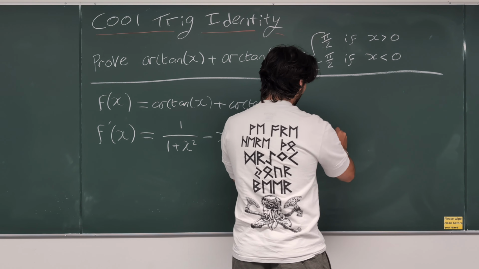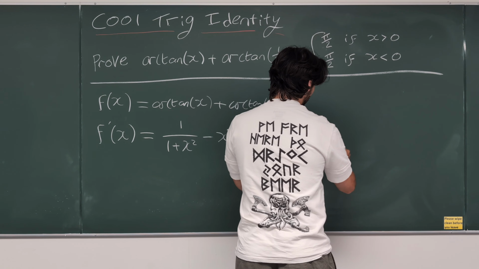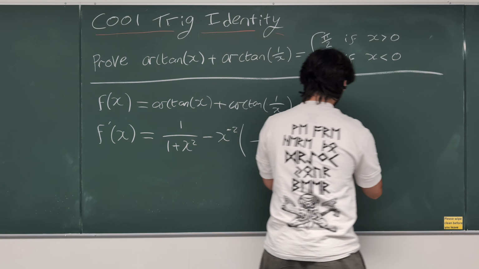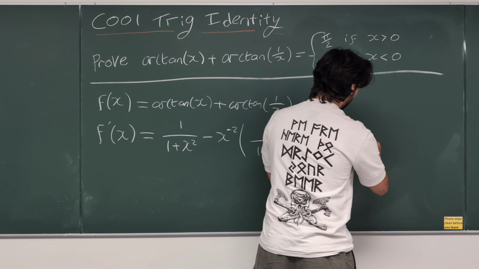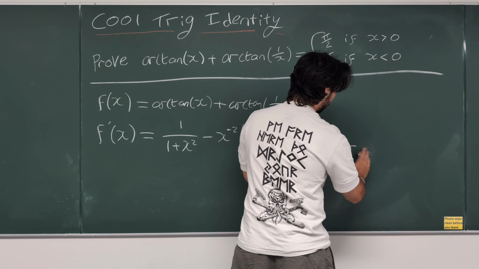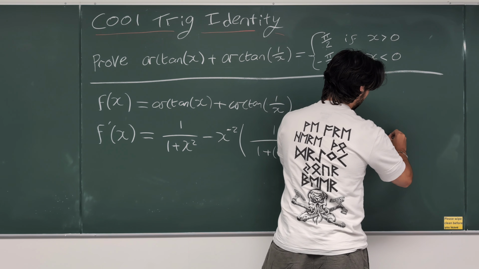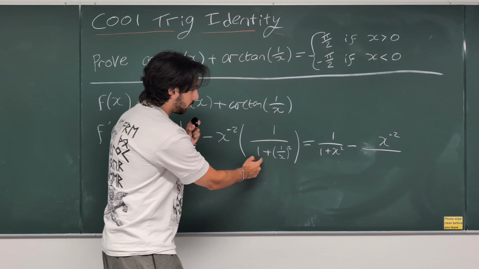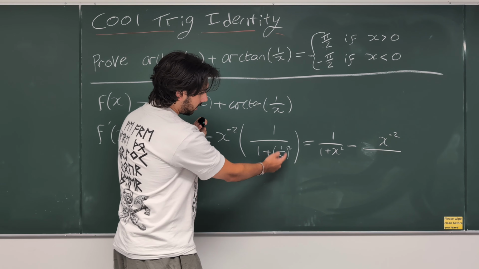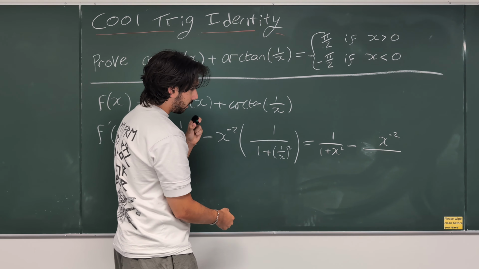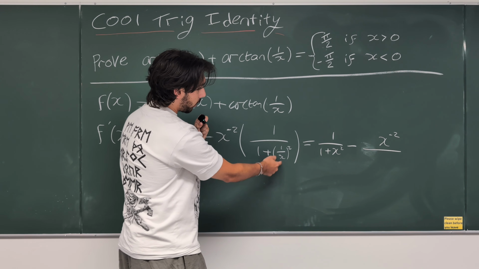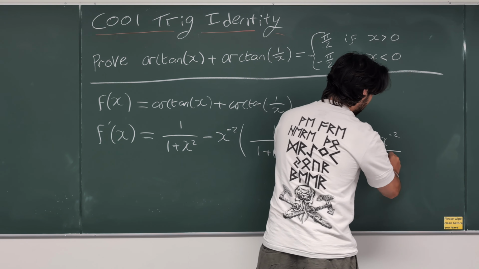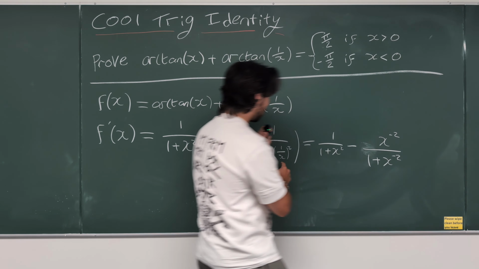So rewriting 1 over 1 plus x squared. And then what have we got here? Let's do a little bit of simplifying. We've got x to the minus 2. I'm going to put it on the top of the fraction. And what's going on here? We've got 1 plus, and this here is 1 over x squared, which can also be written as x to the minus 2. So we've got 1 plus x to the minus 2 down there.